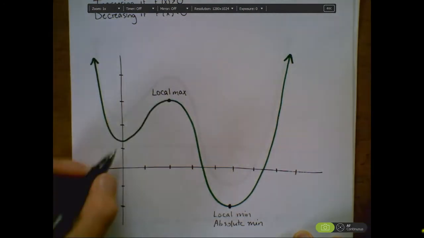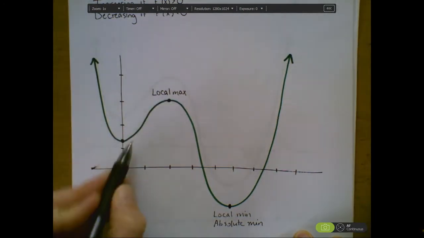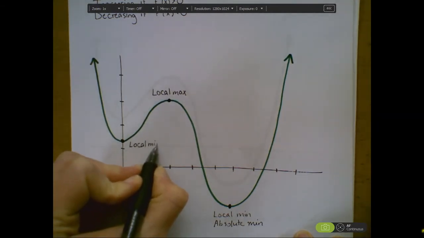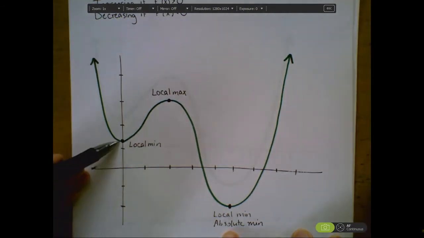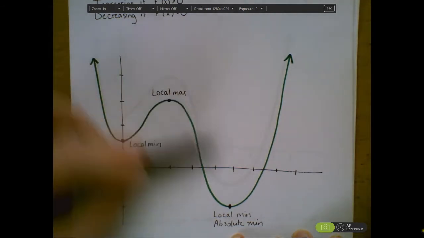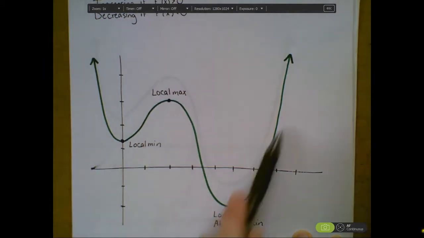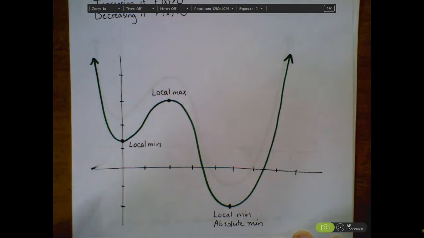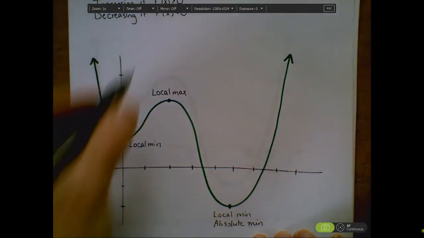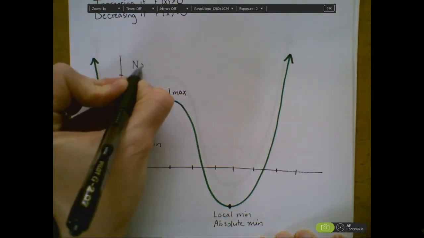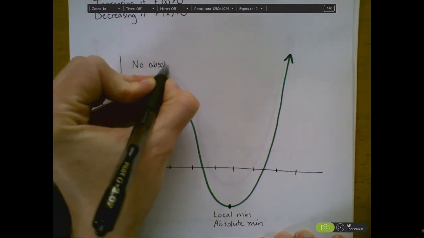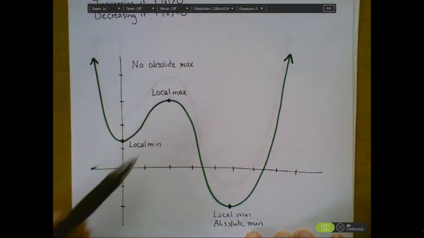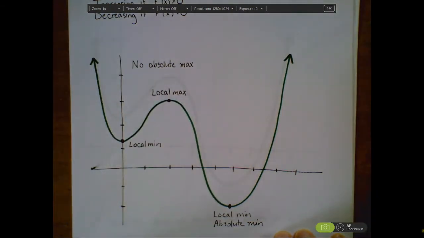And then we have one more point of interest, which is this one down here, and this is another local min. But again, it's not an absolute min because it's not the absolute lowest point on the graph. On this graph, these arrows indicate the function gets bigger and bigger and bigger. So there's no absolute max on this graph, and that's okay. Depending upon the function, sometimes you have no absolute mins either.